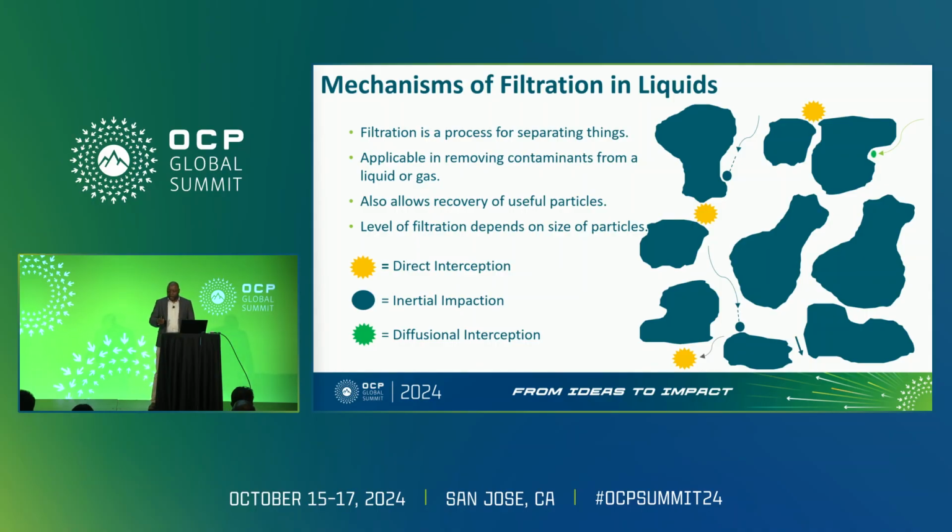The next mechanism is inertial impaction, and this separates contamination through a change in fluid flow direction and the principles of inertia. This results essentially in the contaminant traveling in a straight line and being knocked out by the filtration media and thus removed. The third one, diffusional interception, is really more for gases, and so we're not really concerned with that.